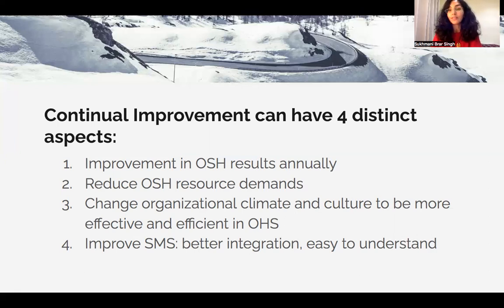And finally, you want to improve the safety management system itself. So you want to have a better integration. You want it to be easy to understand, so you're not using technical jargon in your policies and SOPs, your safe operating procedures. You want them to be easy to understand so that people can actually follow them. And you want better integration. An example of that is if you have a central repository where you have all your important HR documents and everybody knows where it is, everybody uses that specific website, you want to implement your safety management system there because now it's not another link for people to learn about.